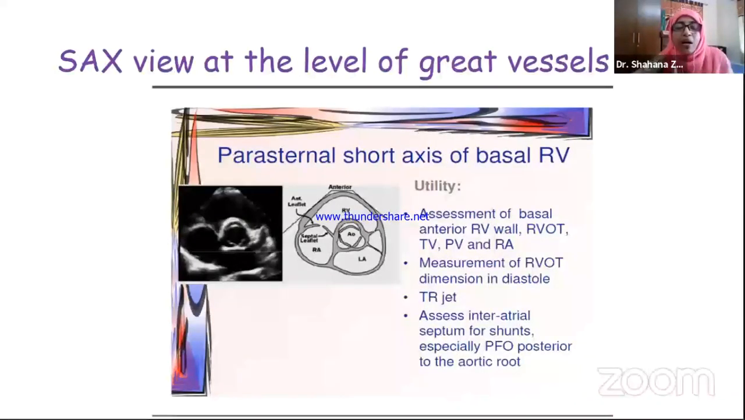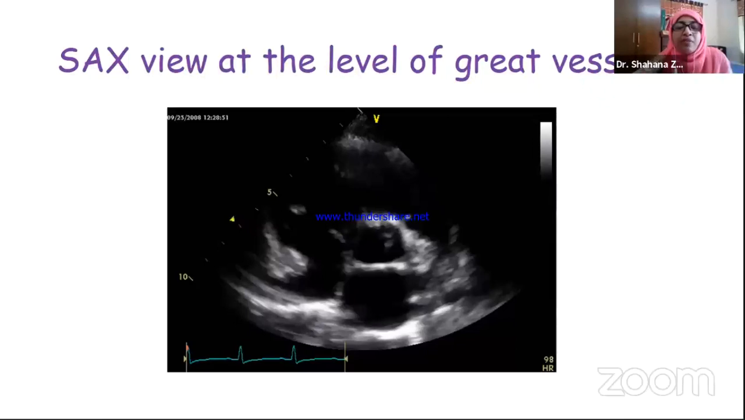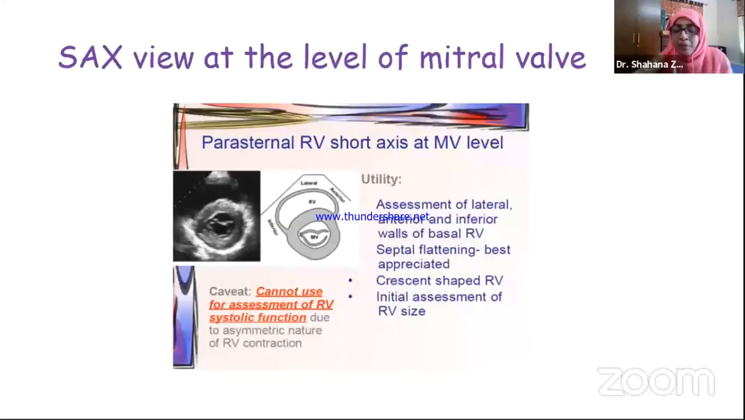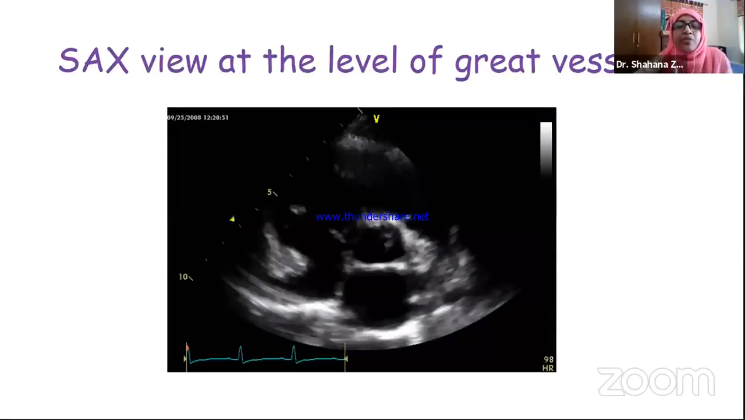We assess the RV in the parasternal short axis view at the level of the great vessels, at the level of the mitral valve, and at the level of the papillary muscle. At the level of the great vessels, we assess the RVOT, pulmonary valve, pulmonary artery, interatrial septum, tricuspid valve, and tricuspid regurgitation.